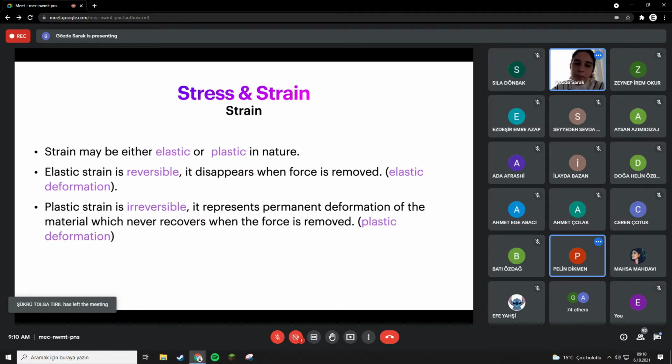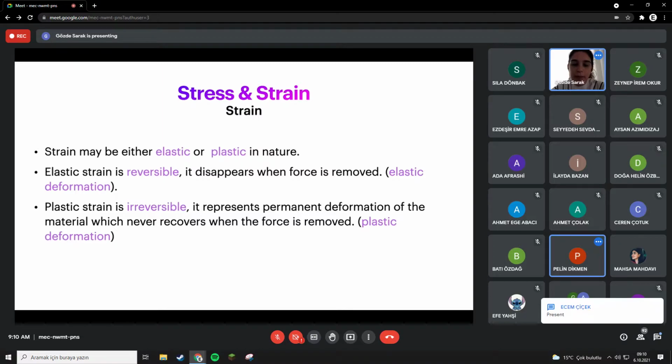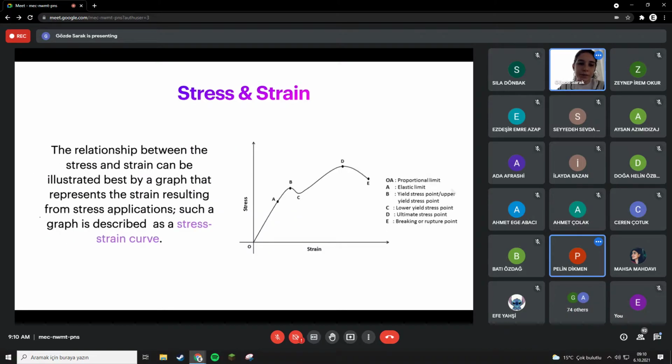Strain can be elastic or plastic. Elastic strain is reversible. It disappears when the force is removed. Plastic strain is irreversible. It represents permanent deformation of the material. When the force is removed, it cannot recover.